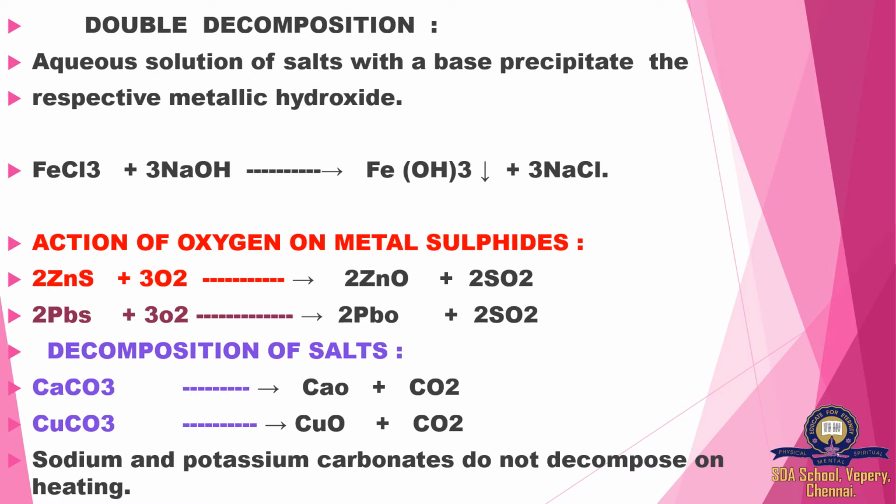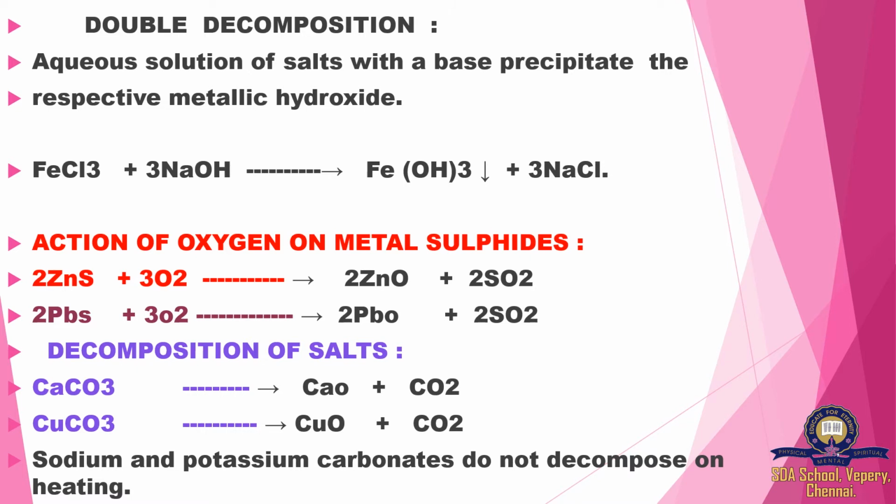Double decomposition. When an aqueous solution of a salt reacts with a base, it forms a precipitate of the respective metallic hydroxide. Here ferric chloride reacts with sodium hydroxide. Ferric hydroxide is precipitated and sodium chloride salt is formed. Next reaction, action of oxygen on metal sulfides. Here zinc sulfide and lead sulfide react with oxygen and become zinc oxide and lead oxide, and sulfur dioxide comes out.